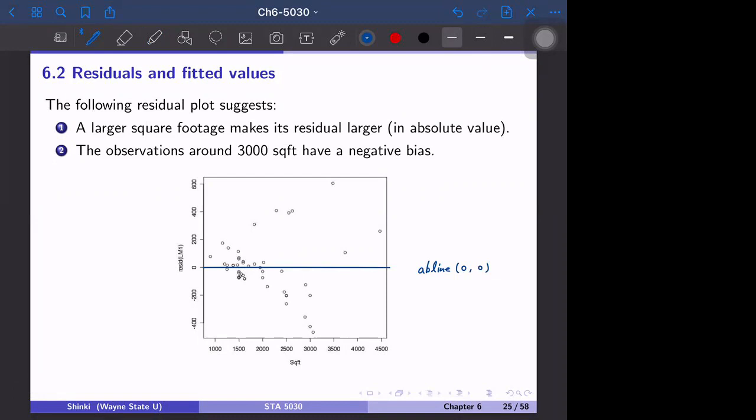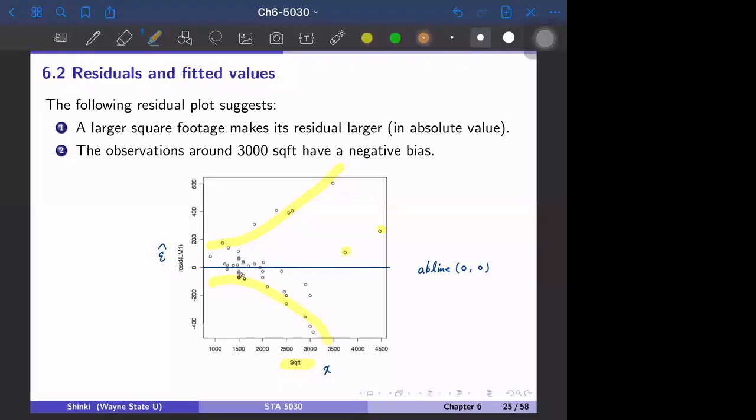Is there any pattern in this residual plot? The x-axis is the square footage, so this is x, and this is the residual, epsilon hat. And you can see that we have a distinctive pattern in the variability of these errors. If x is smaller, then the error size in absolute value is smaller, but as x gets larger, the error gets larger. We only have 2 observations around here, so we are not sure, but at least until 3000 or 3500, the variance is increasing.